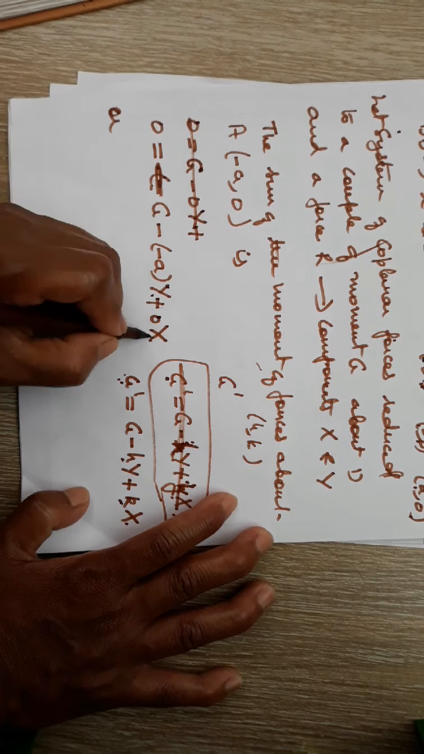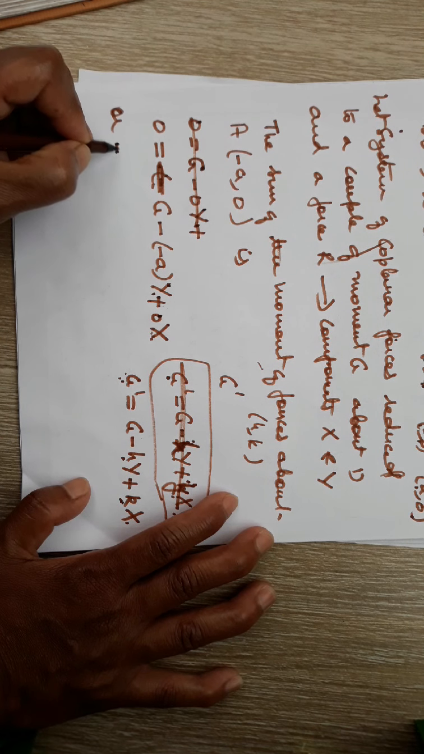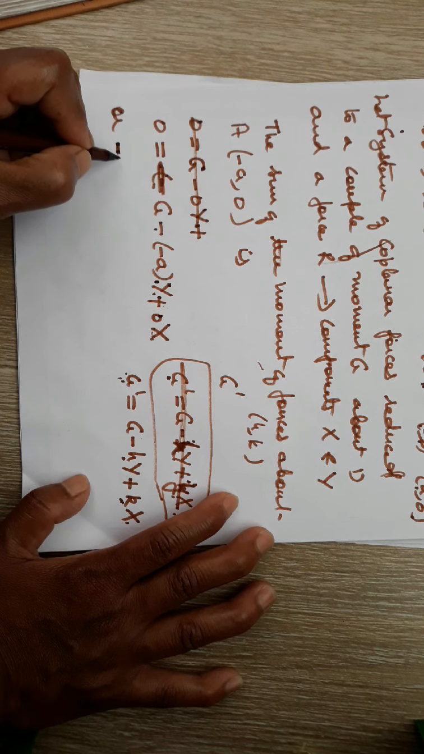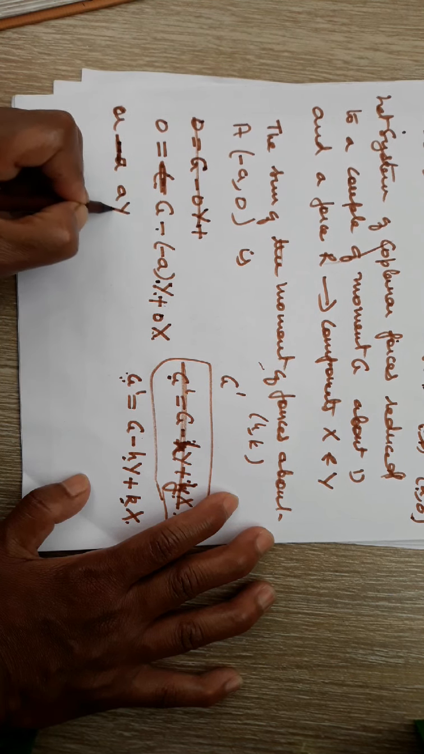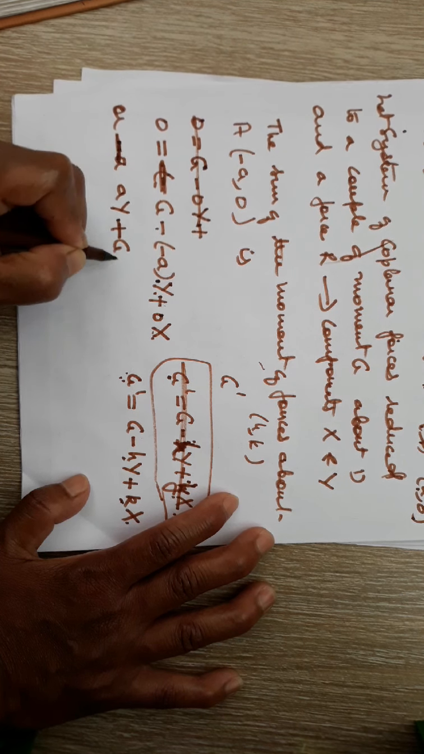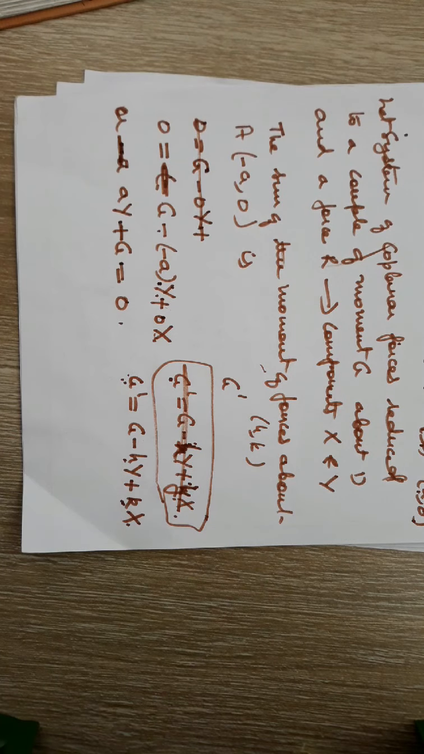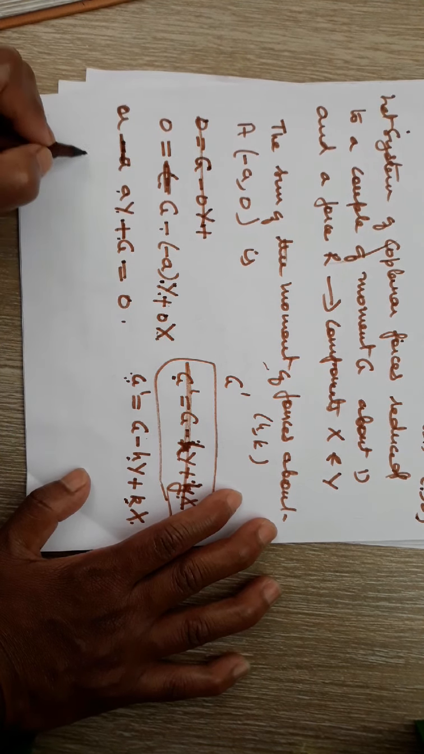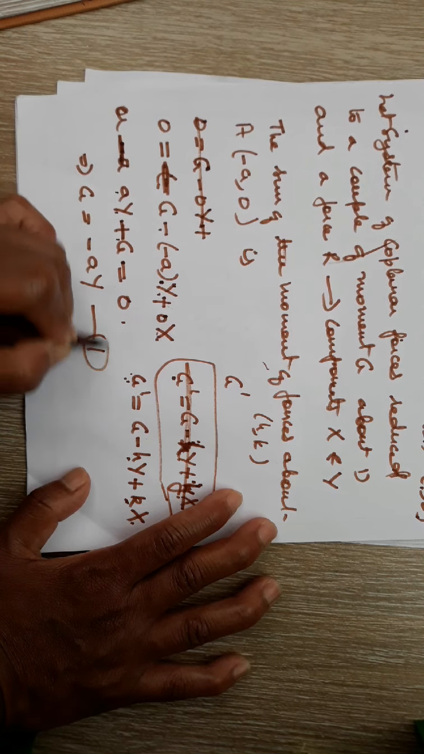Or you can write, multiplying throughout by a minus sign, minus into minus gives plus, so aY plus G is equal to 0. Or you can write this as G minus aY equals... this implies that G is equal to minus aY. Name it as equation 1.